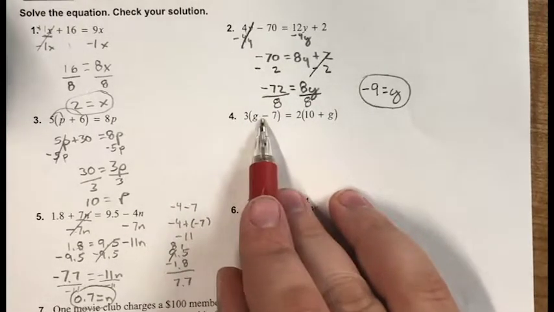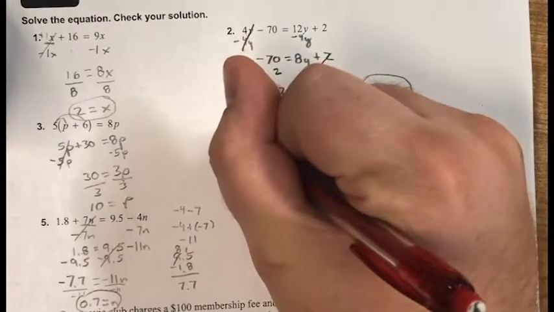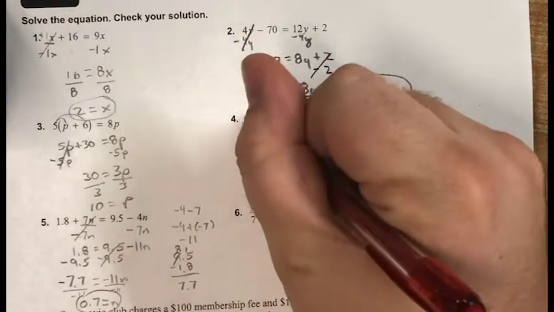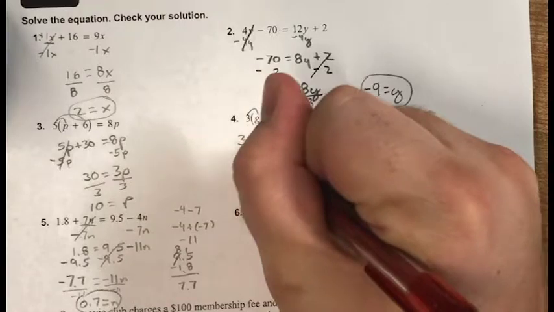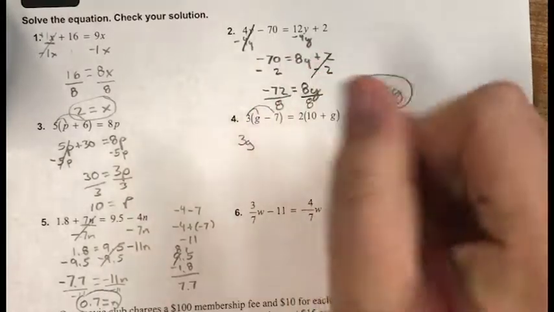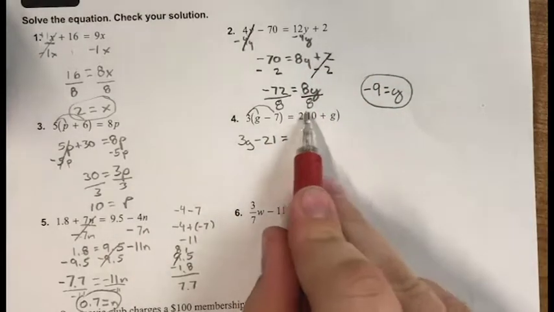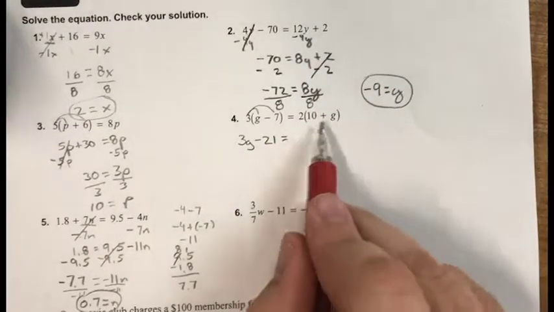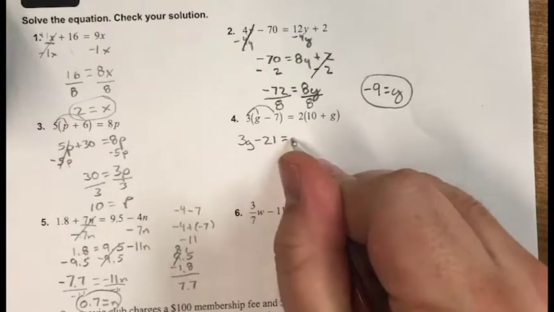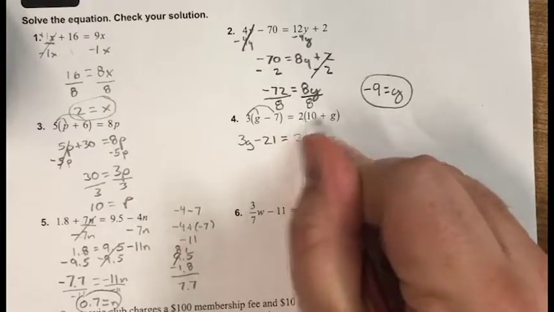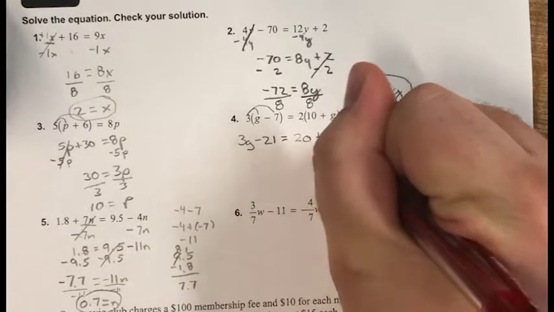Yes, I can, so let's do that. I'm going to use distributive property. 3 times g gives me 3g. 3 times a negative 7 gives me a negative 21. Can I simplify this side? Yes, I can, using the distributive property. 2 times 10 gives me 20. 2 times g gives me a plus 2g.